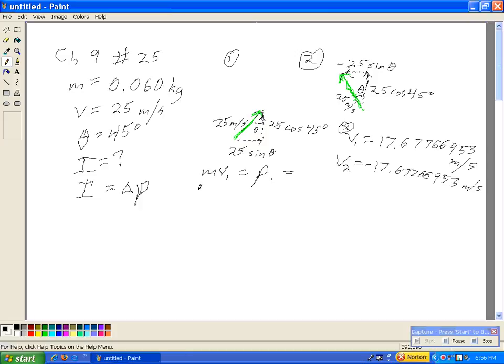So, velocity 1, we multiply by the mass. That gives us 1.0606612 kilogram meters per second. If we do the other direction, we get the same thing, only negative.